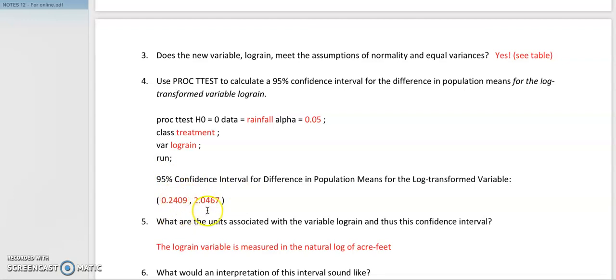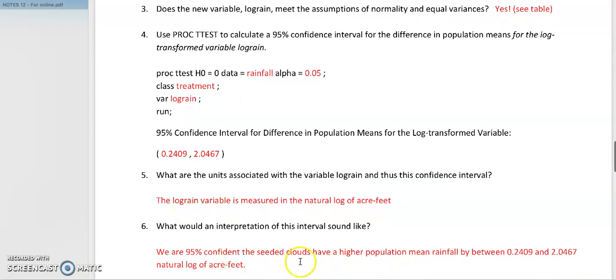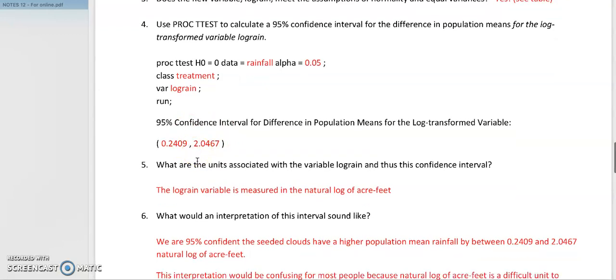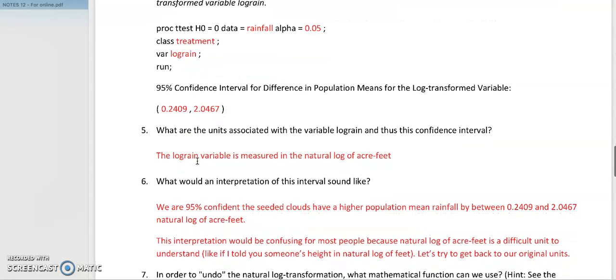So since this is positive, I think the seeded rainfall was higher. And so I would say I'm 95% confident the seeded clouds have a higher population mean rainfall by between 0.2409 and 2.0467 natural log of acre feet, since that's the unit that this confidence interval was using. And the problem is that most people here would probably be a little bit confused because we're not used to using the natural log of something as a unit of measurement.